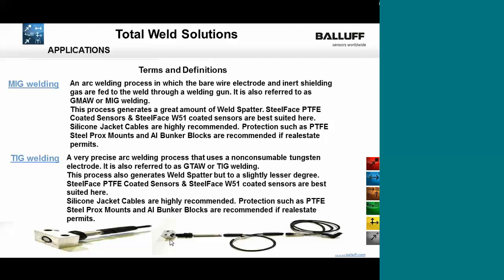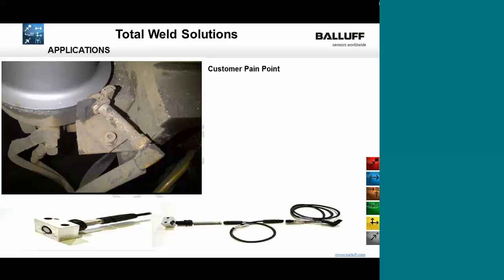TIG welding, you may also hear that term from time to time. It also generates a high degree of weld spatter, but in this case, instead of a bare wire being fed through the electrode, they use a non-consumable tungsten electrode in its place. It has similar characteristics to MIG welding, and we recommend the same type of parts as in MIG welding to help combat that problem. So now we're going to cover some actual applications with customers.